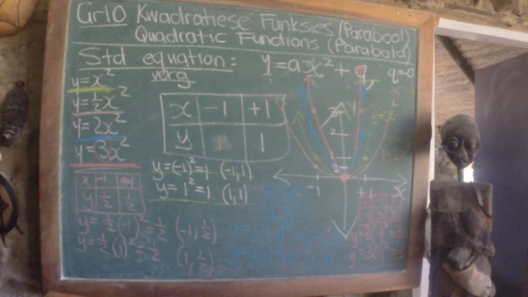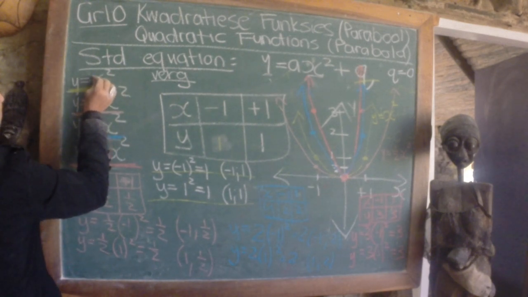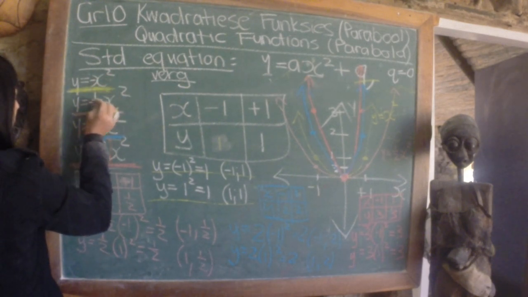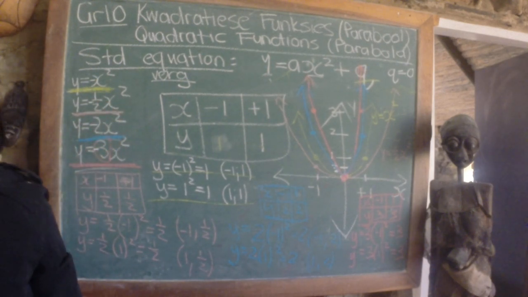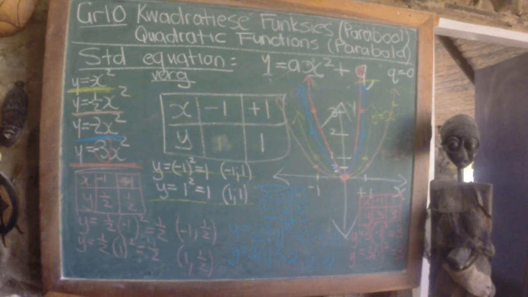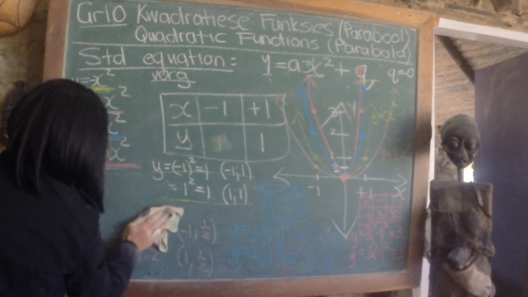Okay, let's quickly now do exactly the same, but now we put in a negative value in front. Negative, negative, negative. And we're going to do now exactly the same thing. Ons begin.